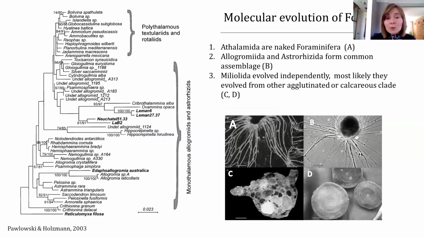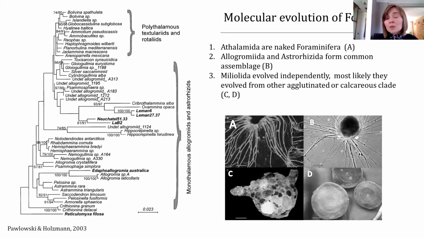So a few years later, a phylogenetic tree of forams themselves was published. And from this, we can make a few observations, for example, that Athalamida are naked foraminifera. This is, for example, the taxon Reticulomyxa filosa, shown here, that was for quite a long time considered an amoeba or some amoeba-like organism. Now we know that it's just a naked foram.